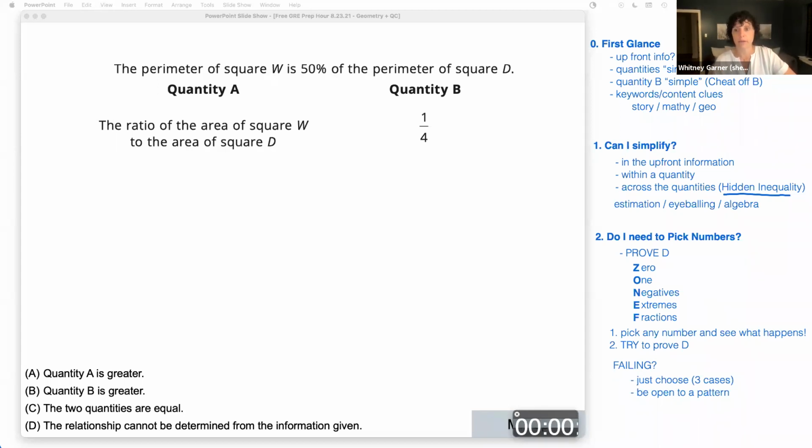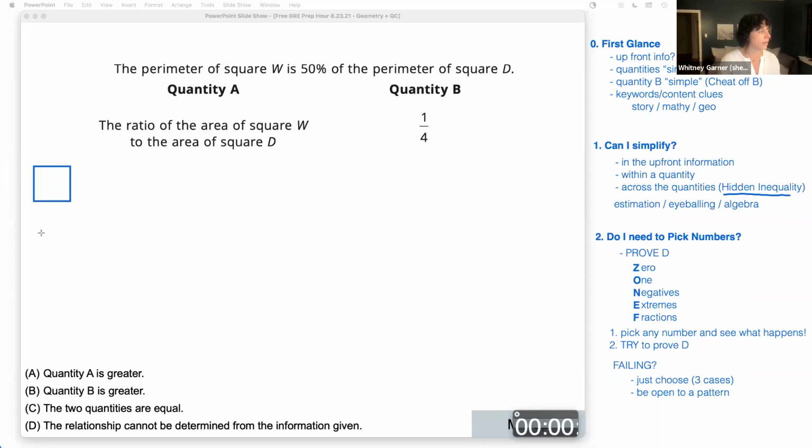So a little bit of differing opinion again. I love it. So the perimeter of a square, if they tell me a square, that means all 4 sides are the same. The perimeter of the square is 50% of the perimeter of this other square. So let's say I am going to just jump into picking numbers. I could make up 2 squares.